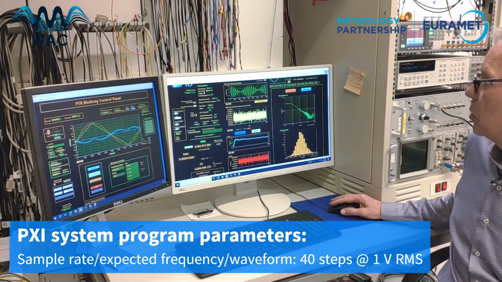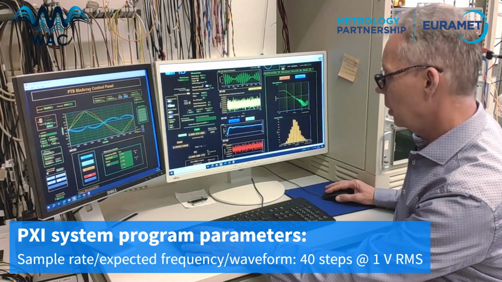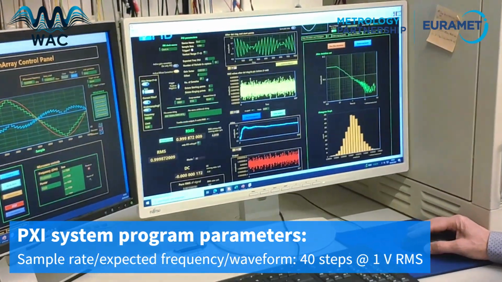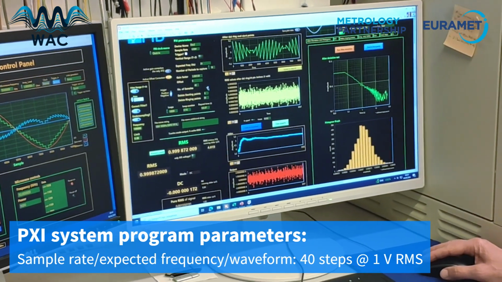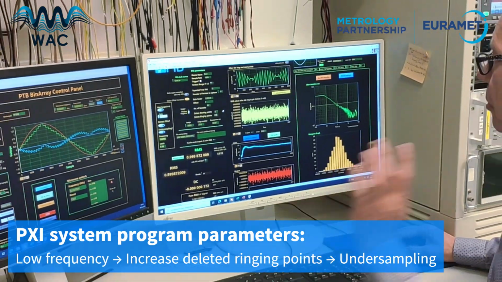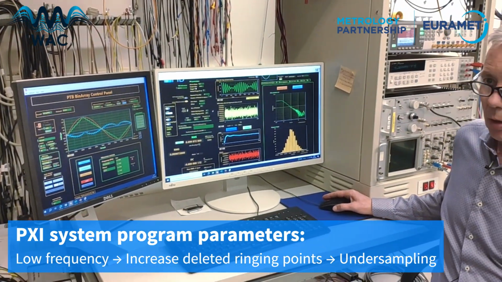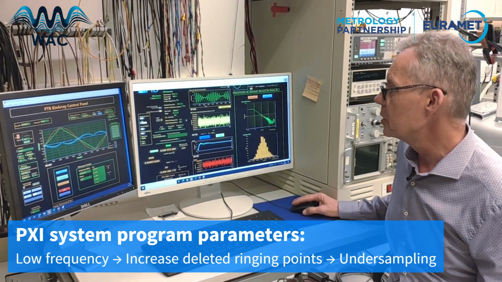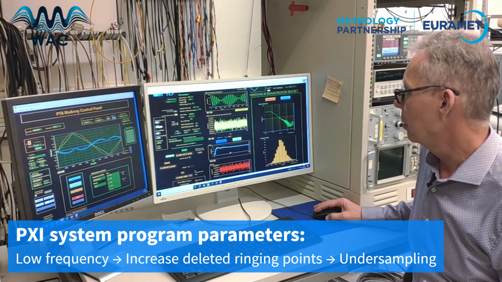That's also what I have to tell my system here. So I'm going here to 20 hertz. I'm telling it I have 40 steps per period. I now can increase the number of delay ringing points because we are working at a very low frequency. And most important, I should click here on undersampling.